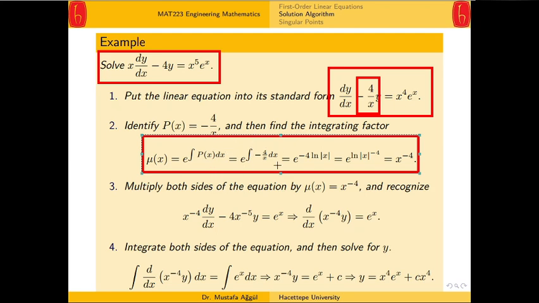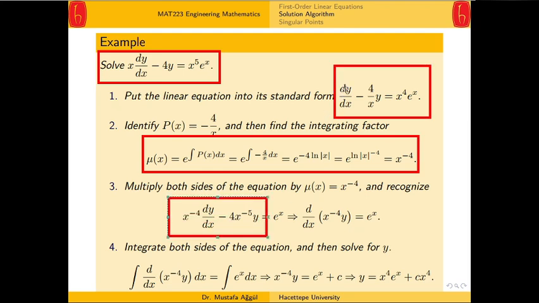Okay, so we need to multiply both sides of the standard form. This is our standard form, so we need to multiply the standard form, not the original equation. We need to be careful here. When we do that, we will see x to the negative 4 dy/dx minus negative 4 x to the negative fifth, because negative 4 comes from here and negative 1 here, times y is equal to x to the negative 4 times x to the fourth e to the x. They will cancel out and we will end up with e to the x.